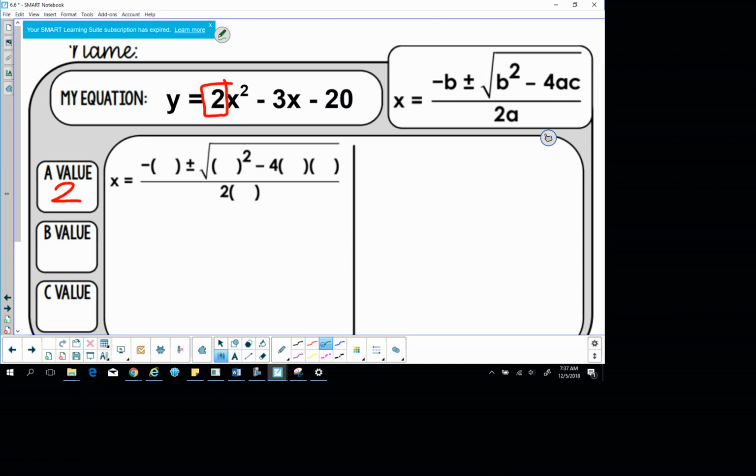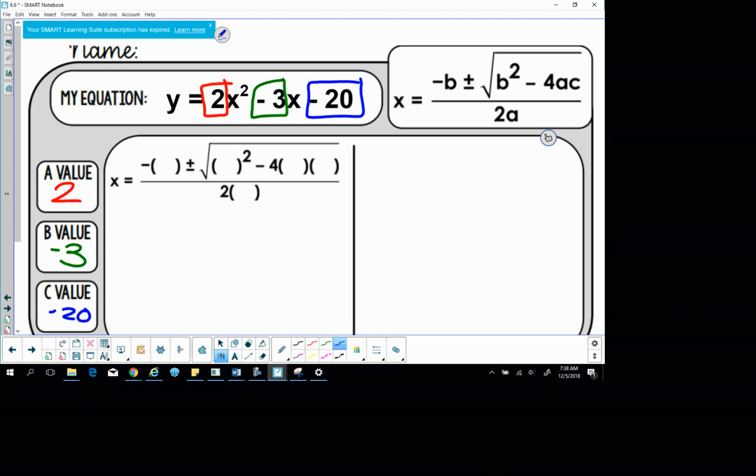What's my B? 3. Don't forget that negative, because that will mess up your whole answer. Negative 3 is my B. And what's my constant? My C? Beautiful. So that's what you're doing first. Label your letters or your numbers. Make sure you put it in.